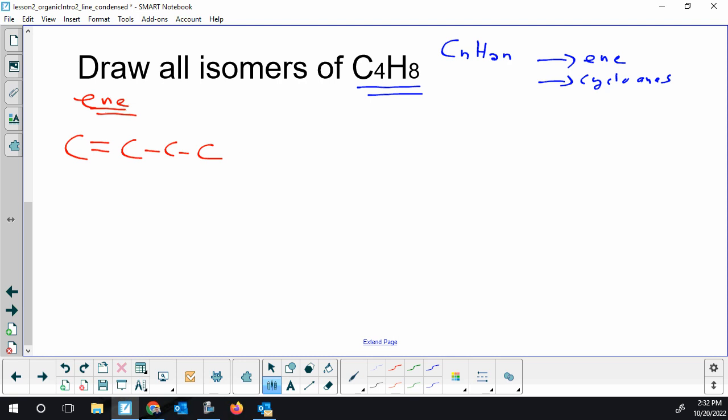I'm not going to draw my hydrogens in, but I'm going to put dashes where all the hydrogens would be. 1, 2, 3, 4, 5, 6, 7, 8. Okay, better work out because enes have to be, for 4 carbons, 8. So that's one of the isomers, one of the C4H8s. This is but-1-ene, the name of one of the isomers. But that is not the only structure or name of a 4-carbon double bond molecule.